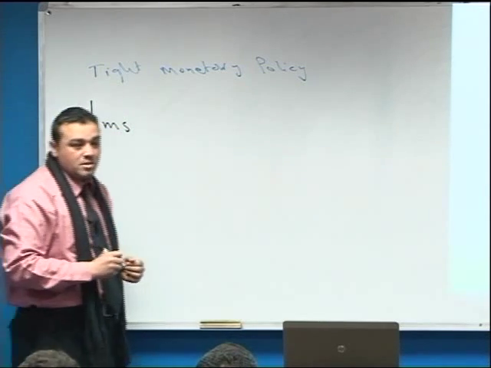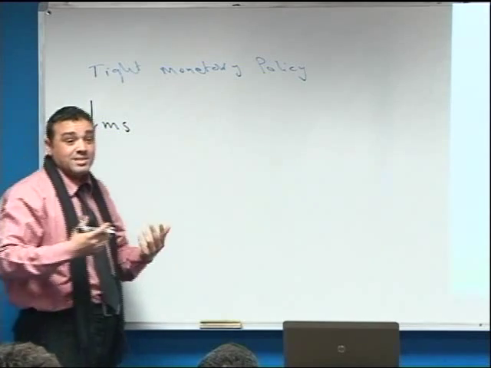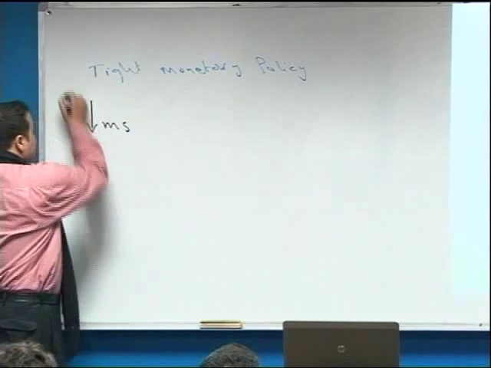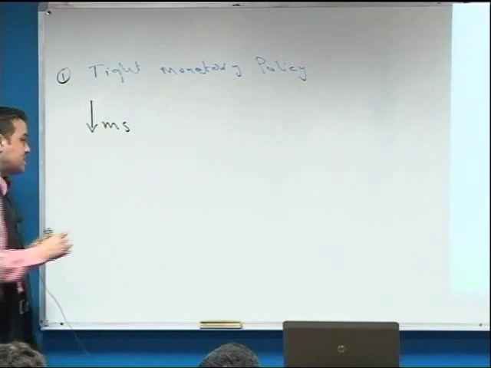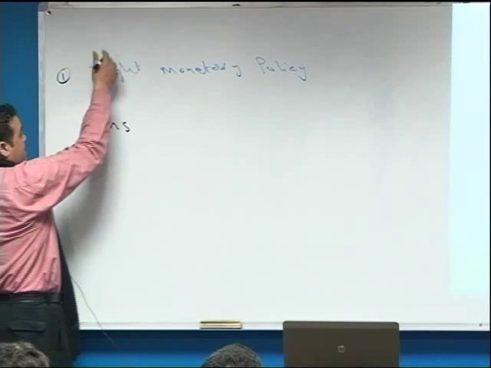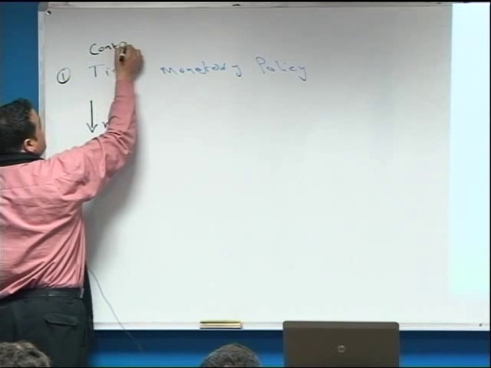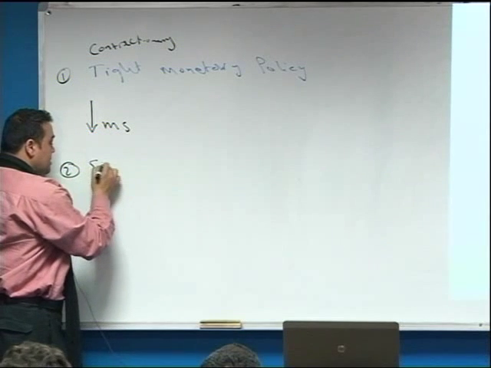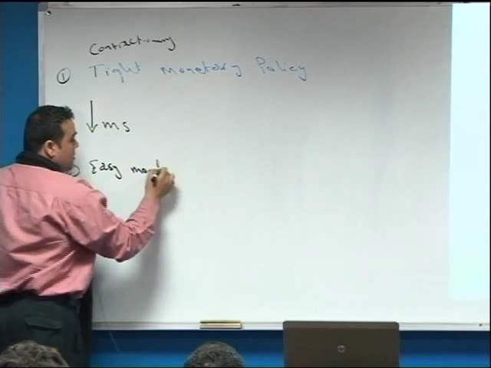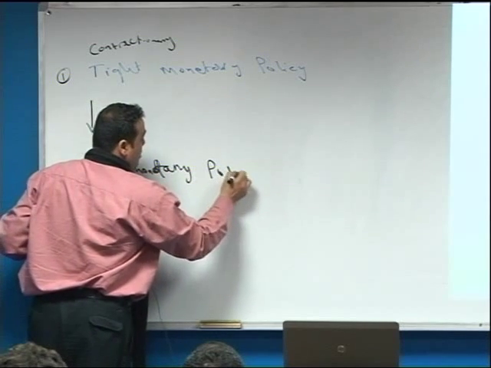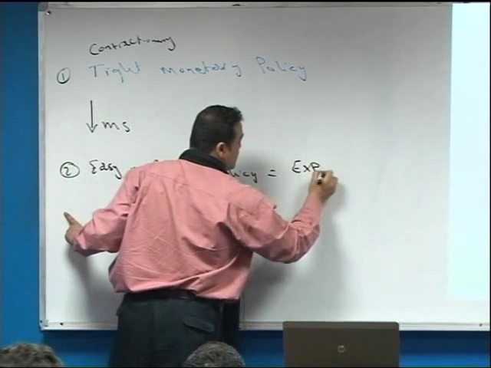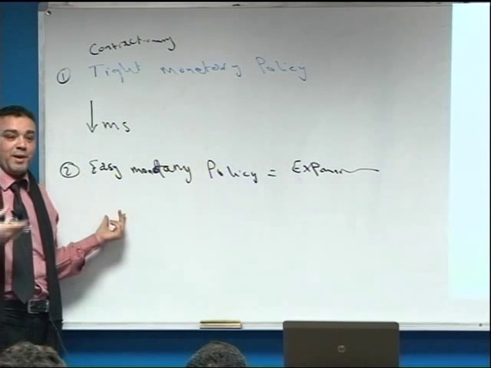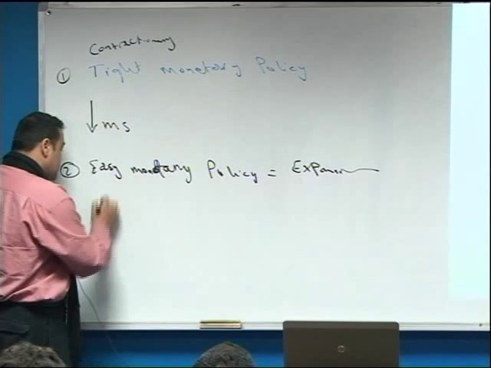It's called the easy monetary policy, and then we will analyze the effects of the tight and easy monetary policy. The second type is called the easy monetary policy, or expansionary monetary policy. In this case, the central bank expands the money supply, or increases the money supply.